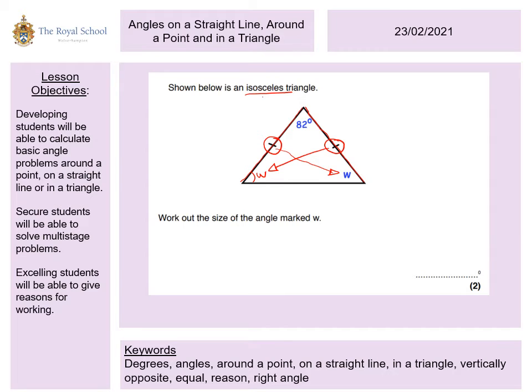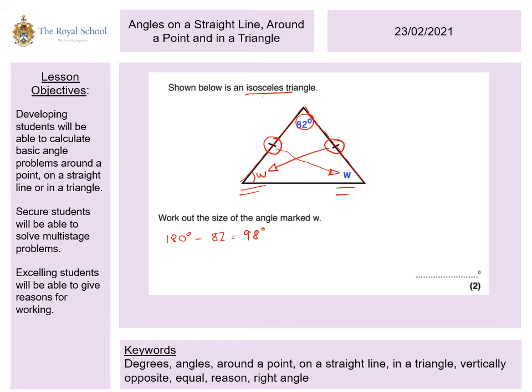It says work out the size of this angle marked W. Well, this is where we need to have a think about how this triangle is made. So we've got two equal angles. The angles still add up to 180, and we know we've got 82 at the top. So I need to work out what's left over in the triangle to be made up by these missing letters. So I'll do the triangle total, 180, and take away the 82 that we know is there already. 180 take 82 is going to give us 98 degrees. So those two angles that are left over in the triangle, here and here, have to total 98 degrees.